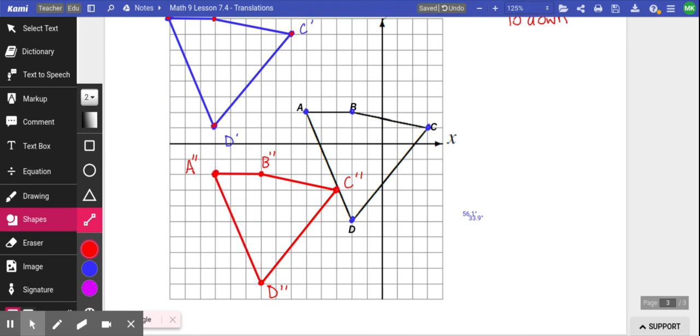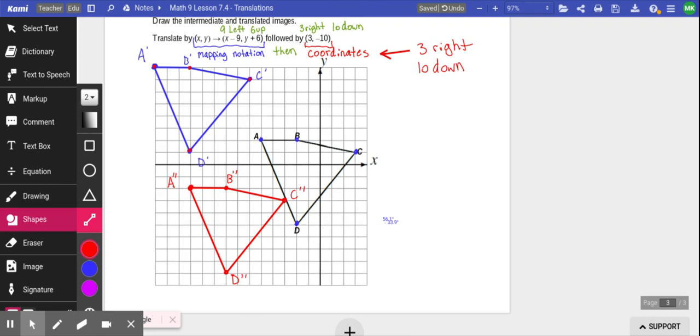Perfect. You will notice that the shape never changed, which is wonderful, right? It stayed the exact same through all those translations. And that's exactly what you want to have happen.